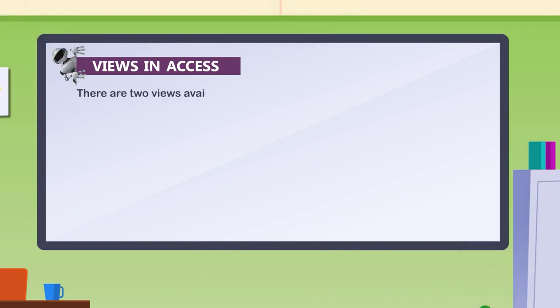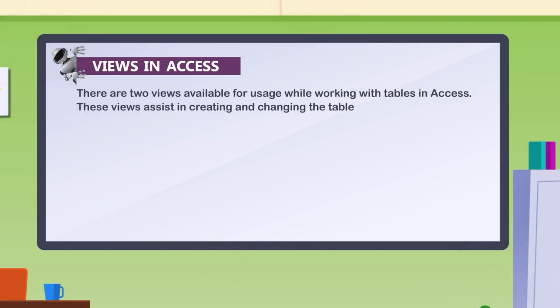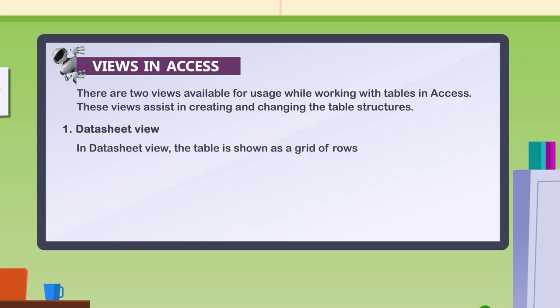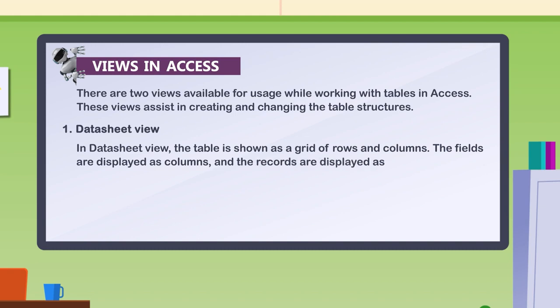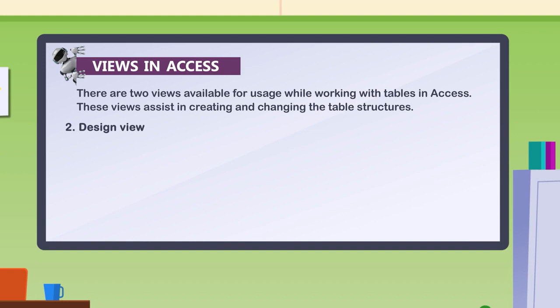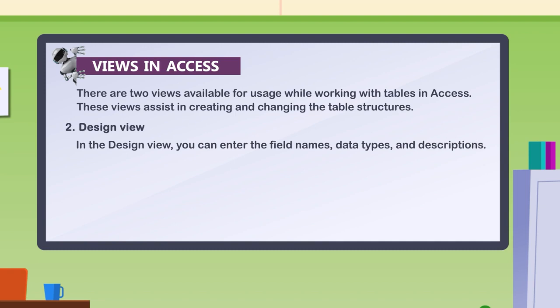While working on a database, we have 2 options to view it. These views assist in creating and changing the table structures. First is Datasheet View. In this view, the table is shown as a grid of rows and columns. The fields are displayed as columns and the records are displayed as rows. Second option is the Design View. In the Design View, you can enter the field's name, data types, and descriptions.